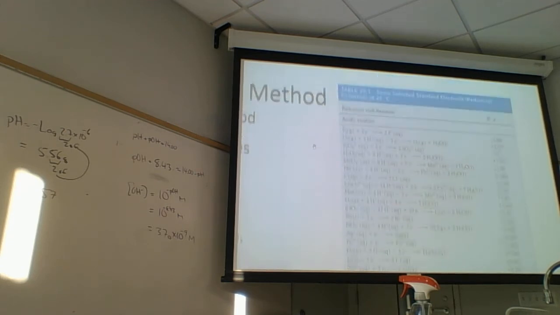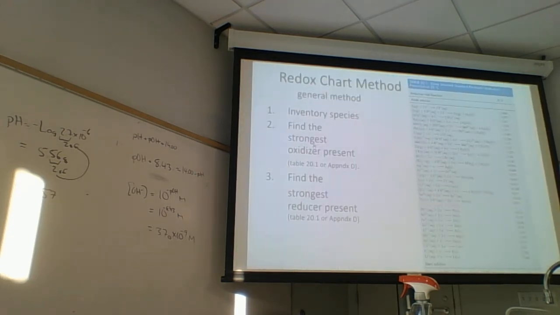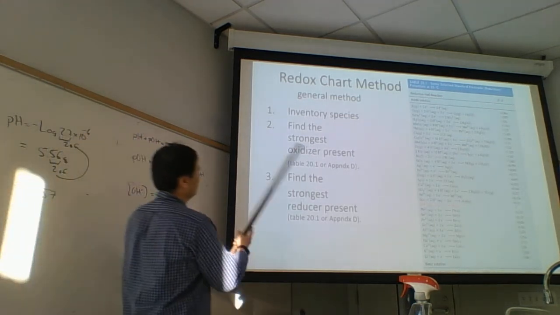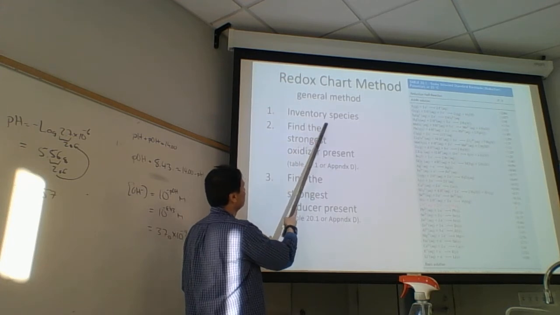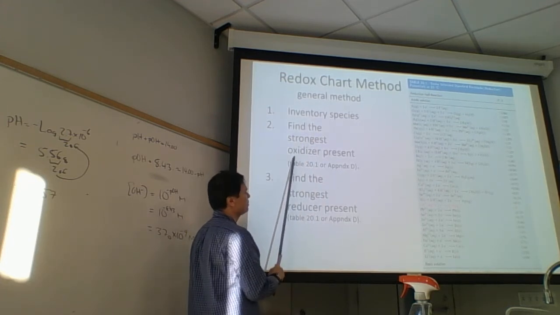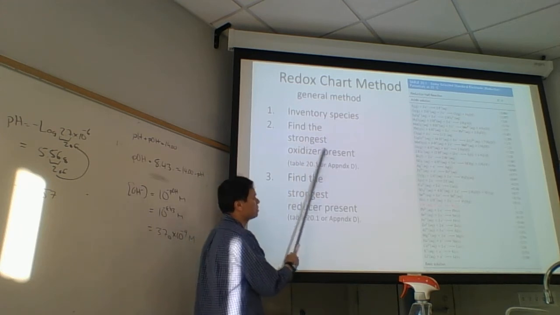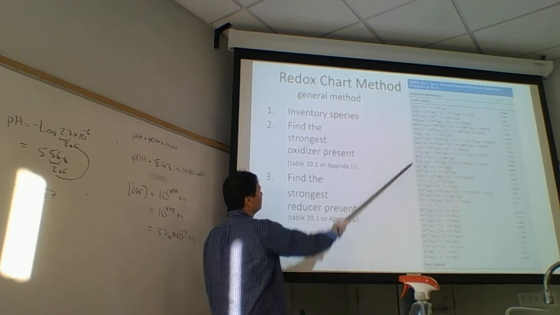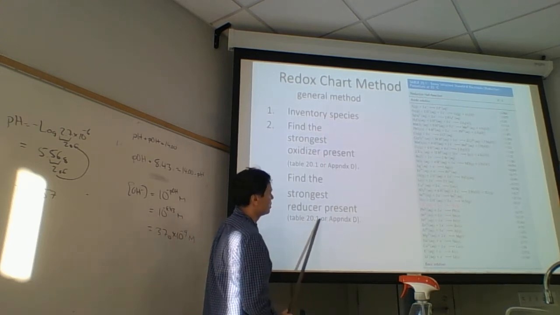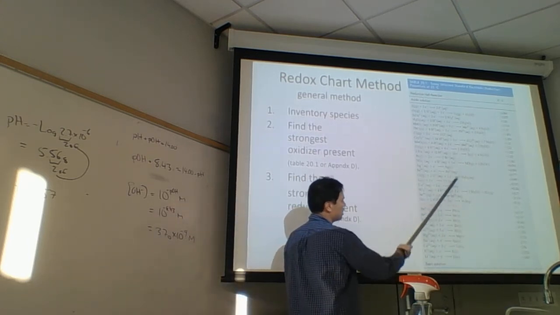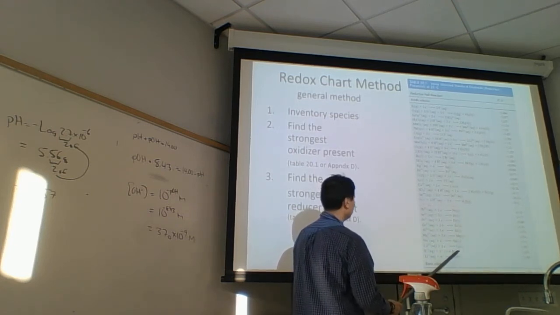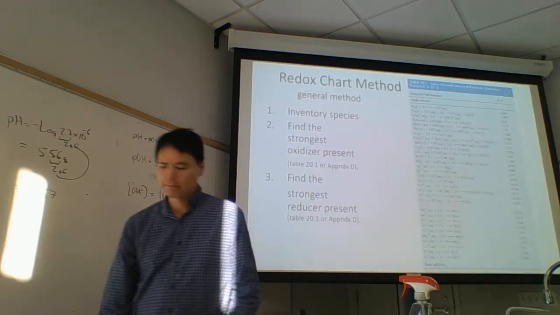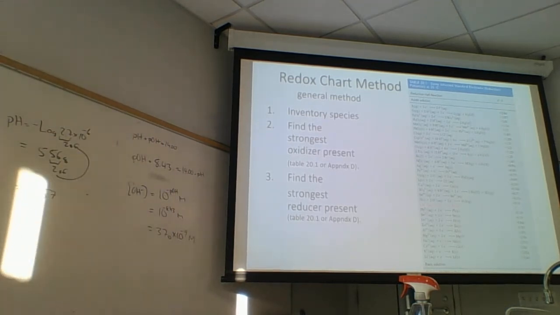All right, so the chart method is very similar to the acid-base method. In step one, we inventory the major species present, and then we find the strongest oxidizers. So we look for all the oxidizers and then pick the strongest present. The one highest up on the left. And then we look for the strongest reducer present. So we ID all the reducers and just pick the strongest one, closest to the bottom right. So lithium and chlorine. It's similar to the acid-base chart.